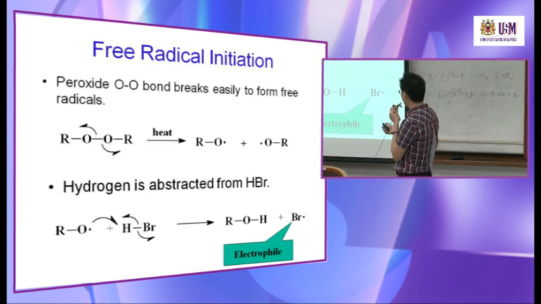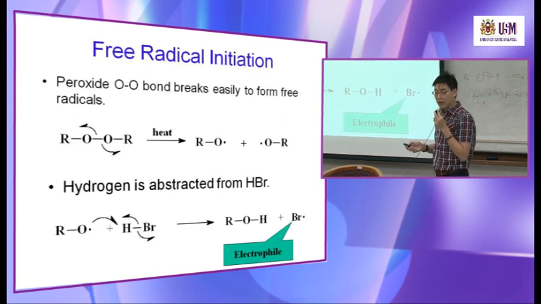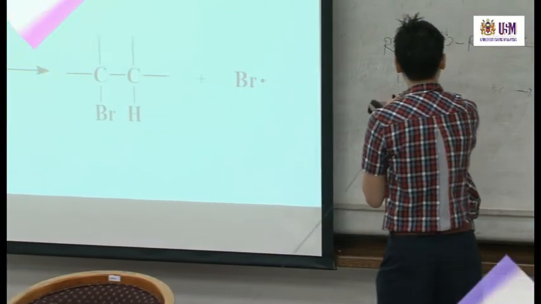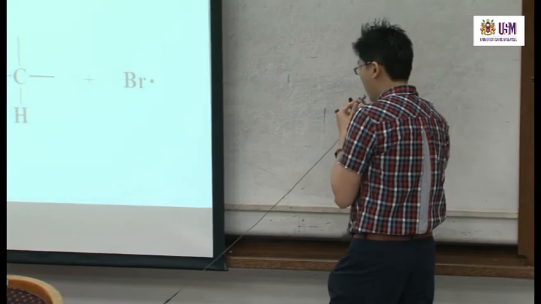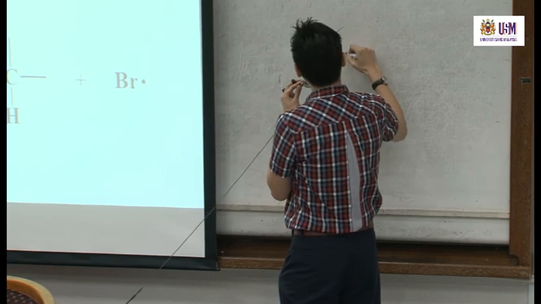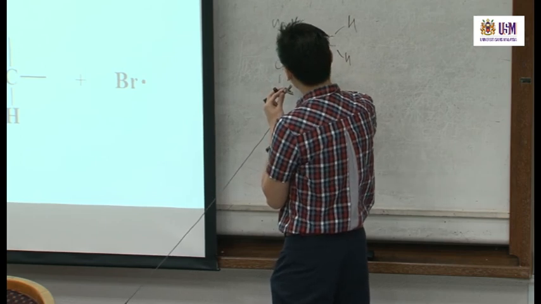After that, the Br radical becomes an electrophile. Why is it an electrophile? Because it will further react with the double bond. When you have an alkene, the double bond, with a single arrow, forms a new bond with the Br. This is an important step, so pay attention here. Now you have a C double bond C, CH3. This is more substituted.